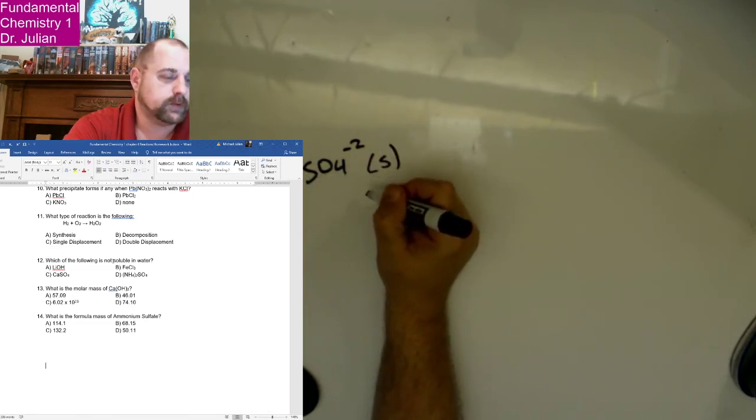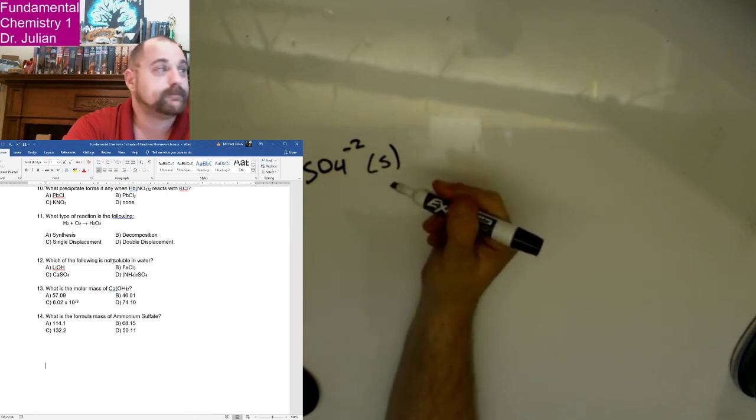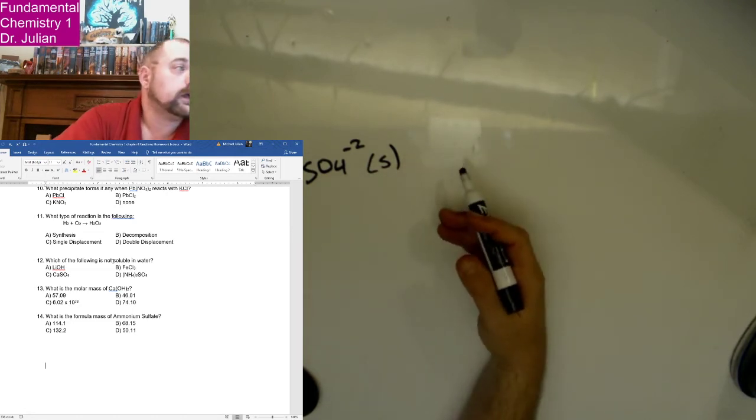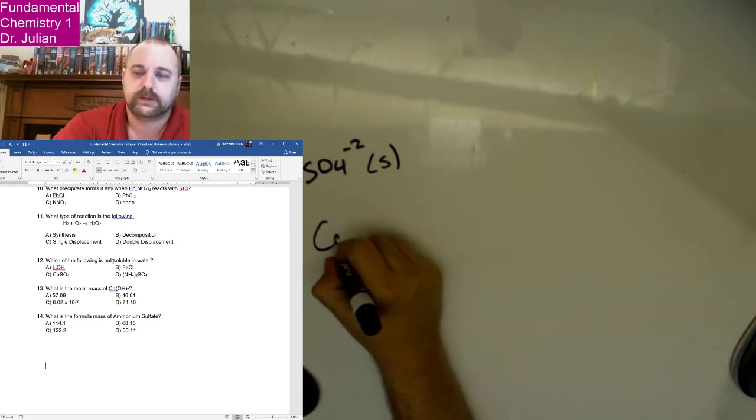That's not water soluble. Let's see. Hydroxides are on my list. They're not soluble unless they're with lithium. So that's soluble. Chlorine is soluble unless it's with silver, mercury, or lead. Iron, it doesn't say anything about. And ammonium, anything with ammonium is soluble. So it's my only one that's not. So that's my answer. And then it says, hey, what's the molar mass of Ca(OH)2?